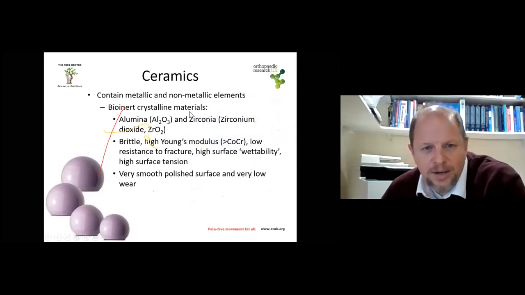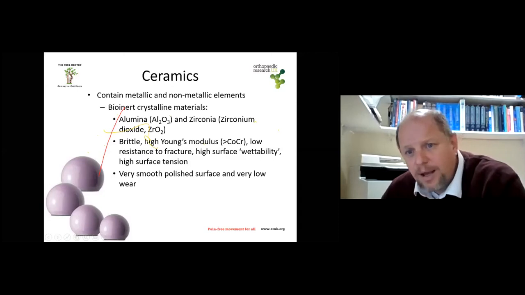So coming up towards the end now, but I just wanted to mention ceramics. Ceramics, if you were to talk about their material properties, they are brittle. They have a very short distance between the end of the elastic zone at the proportional limit and the breakpoint. They have a very high Young's modulus. It's even higher than cobalt chrome.